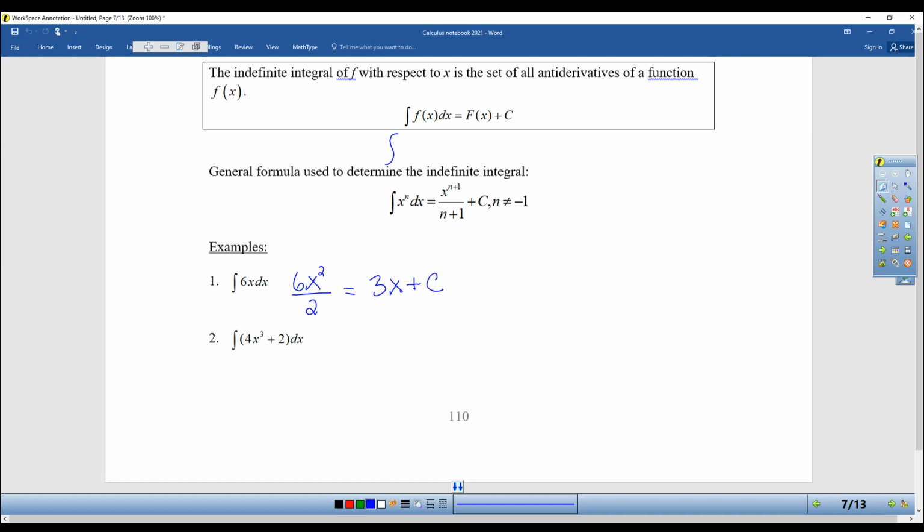And I get 3x squared. And I have to add c, because remember, I don't know what number was there. There could have been 0, but there could have been something there that would still create that derivative. And there's my first answer.